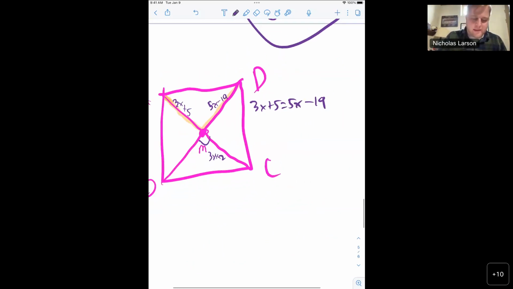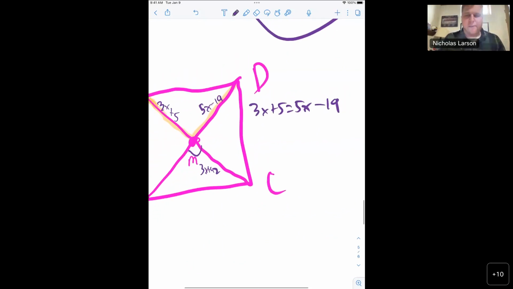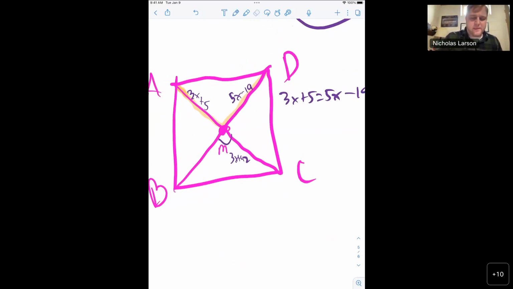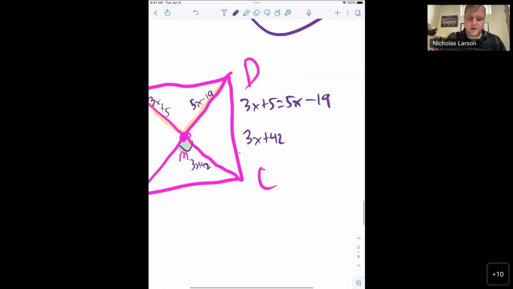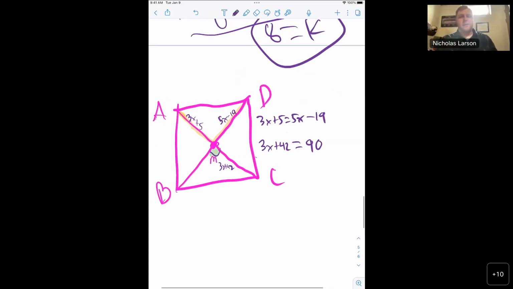So to find out what x is in this problem, we need to solve after setting them equal to each other. The second part of the problem asks, what's this angle right here? Again, let's check our properties of a square. The properties of a square say that the diagonals are perpendicular. They meet at 90 degrees. So I need to take whatever this angle equals and set it equal to 90 degrees to solve for that. That's your hint for 34.